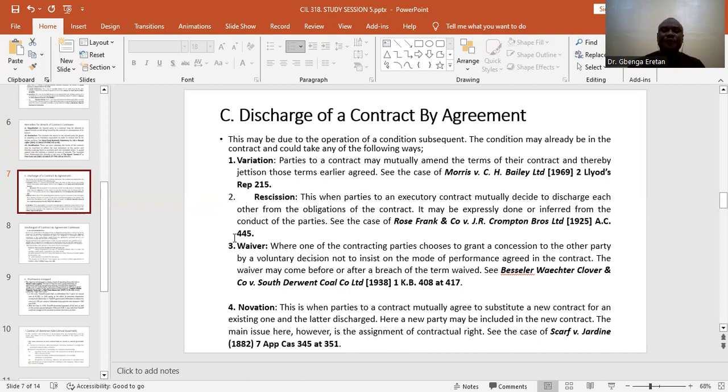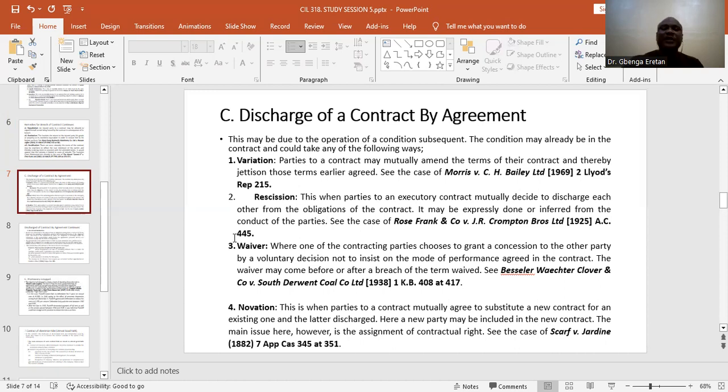Then we talk about rescission. This is when parties to an executory contract mutually decide to discharge each other from the obligation of the contract. In other words, there could be some clauses in the contract that make some obligation difficult to perform. And if they do not remove that clause, they may not be able to perform that contract. So where parties come together and unanimously agree to remove some clause contained in the document to enable parties to perform their duty, we refer to it as rescission. And this could be expressly done or inferred from the conduct of the parties.